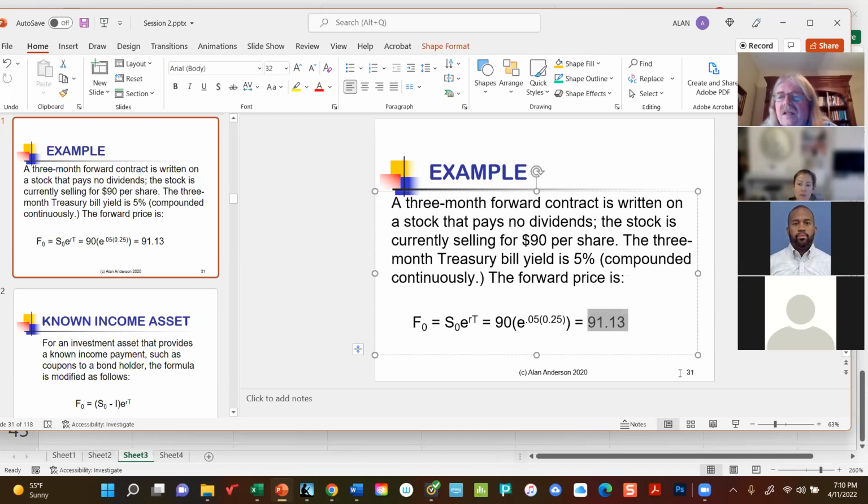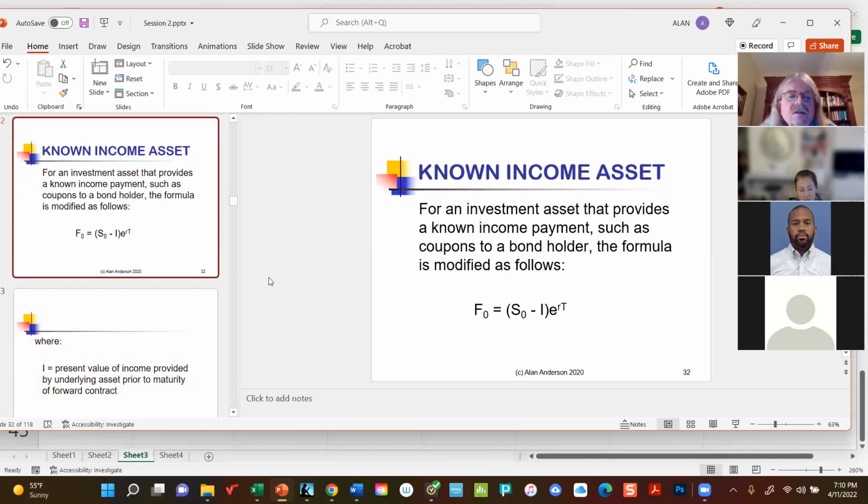We'll do some examples of that later on, but right now I want to show you what would happen if instead the asset does provide some kind of an income to the owner. Now, this is often applied to bonds, where we know that if you own a bond, you're going to collect coupon payments. But if you buy a forward contract to take delivery of a bond, you're not going to earn those coupon payments until you actually take delivery. So in the meantime, you're actually losing interest by buying a forward contract instead of just directly buying the bond. So we have to take that into account with our formula.